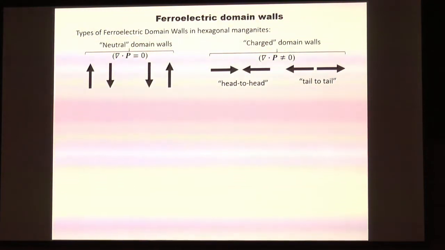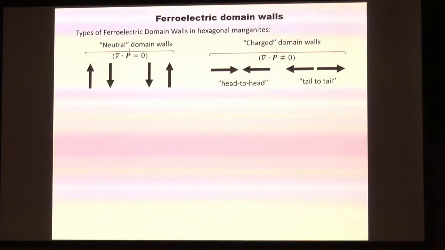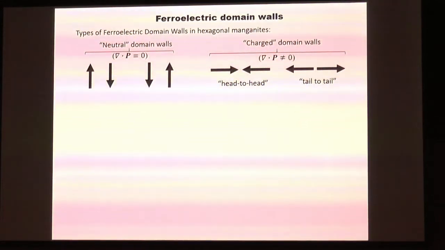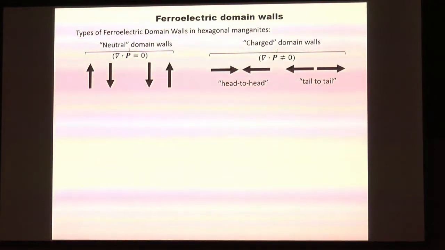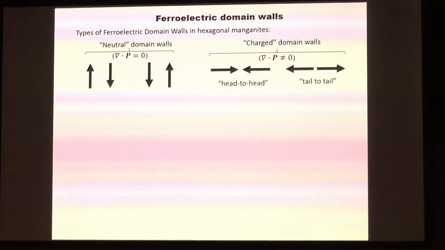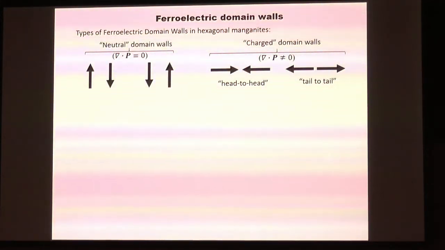Just to really briefly cover, we have these types of ferroelectric domain walls. Most of the time in most crystals, you want to have these neutral domain walls where the divergence of the polarization is 0, so you have no charge buildup at the walls. But because we have these winding domain walls through the crystal, we get charged ferroelectric domain walls pretty commonly. And here, the divergence of the polarization is not equal to 0, so you get a buildup of charge at these walls. Here we have a head-to-head ferroelectric domain wall where the polarization is pointing at each other, tail-to-tail where they're pointing away, and then these are the neutral domain walls where the polarization is parallel to the wall.